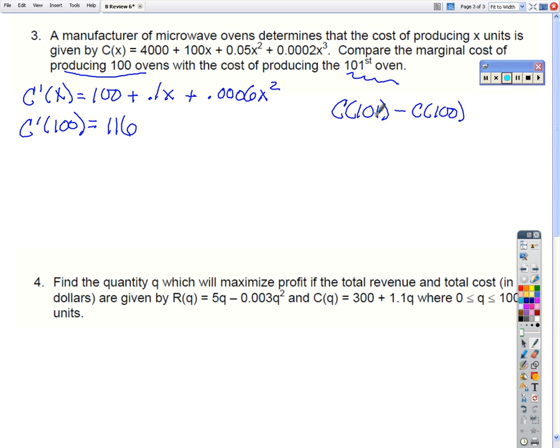Now the cost of producing the 101st oven is C of 101 minus C of 100. So we're going to take 101 and plug it into your original cost. Take 100 and plug it into the original cost. And we're going to get $116.11.